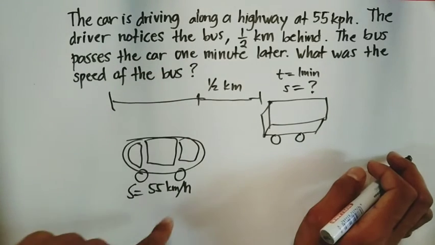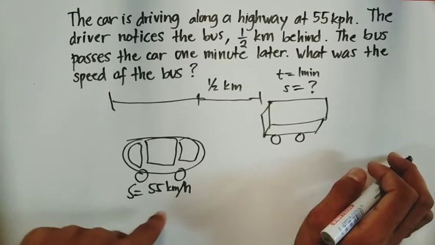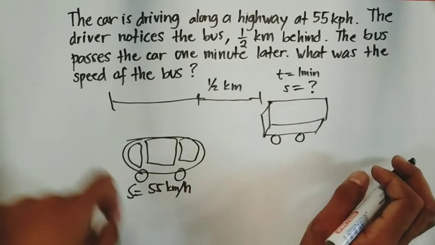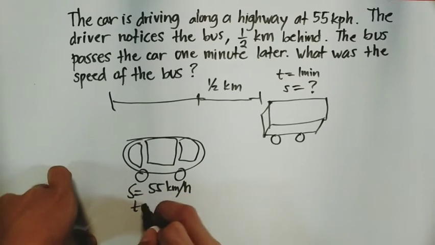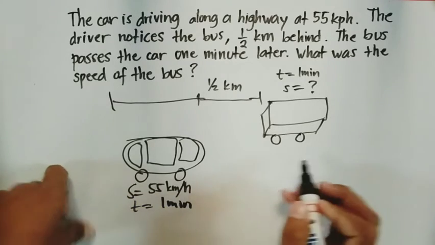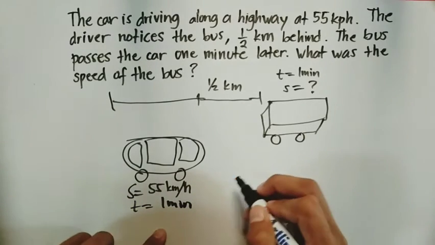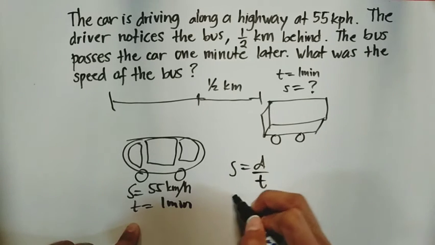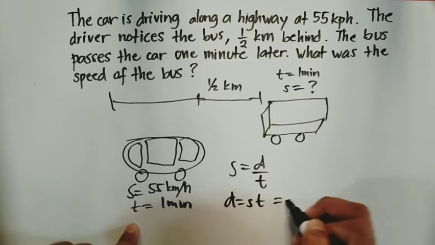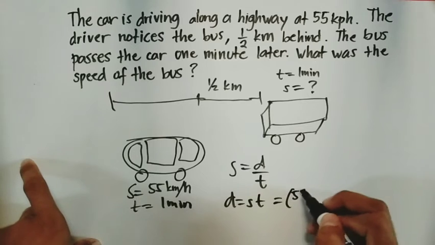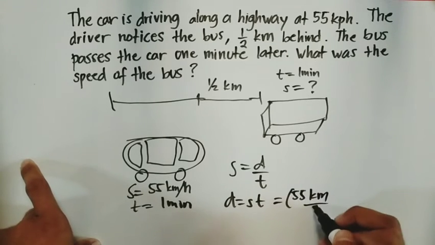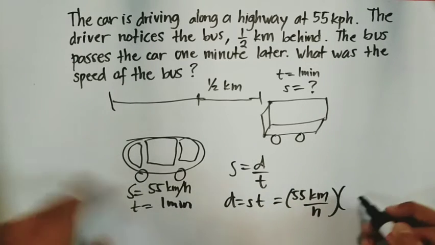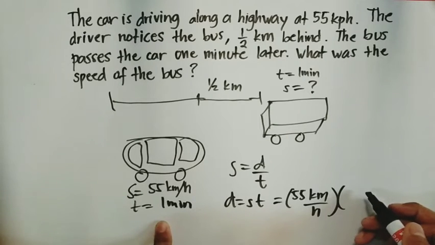Di naman nagsabing nag-stop yung car. So, kunin muna natin yung distance na matravel nitong car after 1 minute. So, t is 1 minute. So, using the elementary formula, speed is equal to distance over time. We will solve for d. We have the st. So, substitute. Ang speed natin is 55 km per hour. Pero, yung time natin is naka-minute. So, dapat, i-convert natin siya into hour.